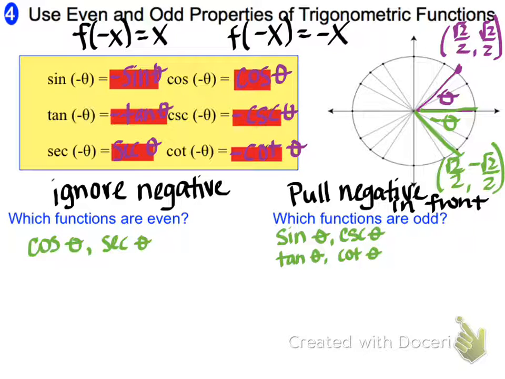So that means that if I am taking the cosine of an angle that's negative, I can just ignore the negative and just look at the positive angle. And if I'm taking the sine, cosecant, tangent, or cotangent of a negative angle, I can pull the negative out in front. Now the nice thing about these properties is it allows us to only have to think about our unit circle going clockwise. We no longer have to count counterclockwise, which a lot of us have a difficult time doing.